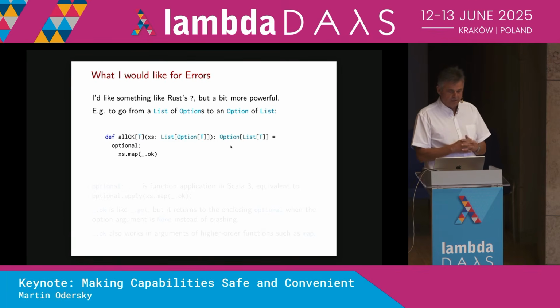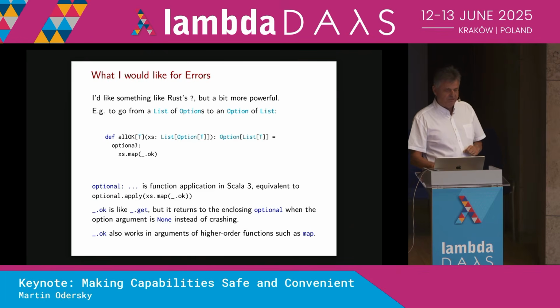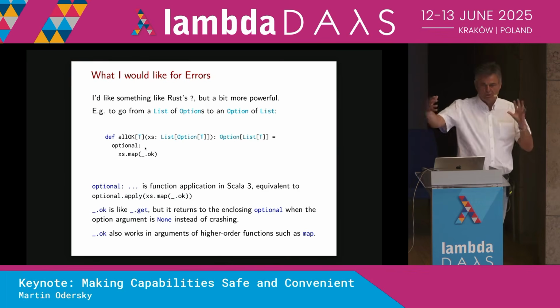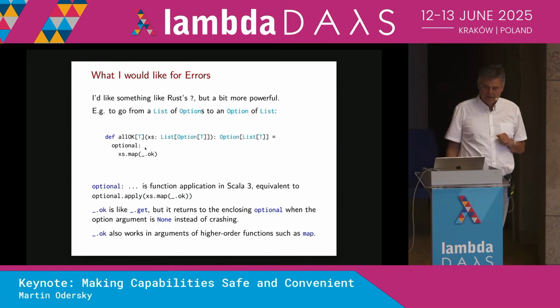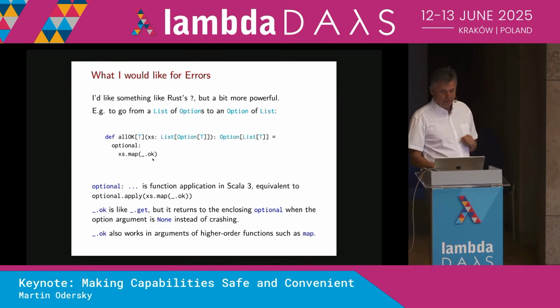allOk is the name of the function. The way I want to write it is I want to say optional, so the whole thing is an option, xs.map, and I just want to have a little .ok. Optional in Scala 3 is just a function application, the same thing as optional apply and then the body. So it's just syntax. Basically the optional is a function wrapper around the thing. And the .ok is like get, so it takes out the value of the option.